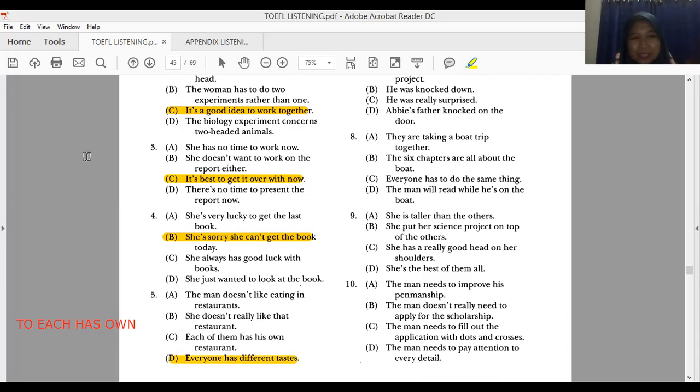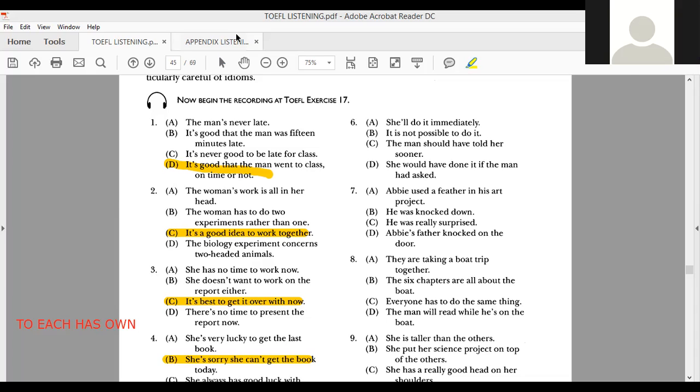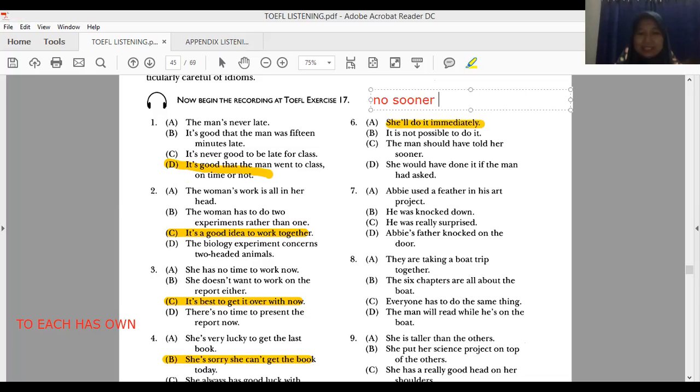Sorry. Now we go to number 6. After Miss Meta, Miss Salma. Would it be possible for you to drop these letters in the mailbox for me? No sooner said than done. What does the woman mean, Salma? Alpha. And the idiom? No sooner said than done. Nggak ada yang lebih cepat daripada selesai.